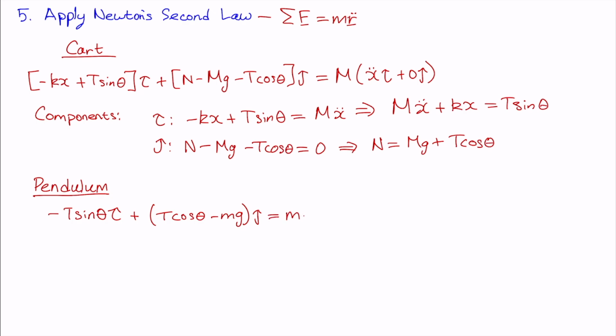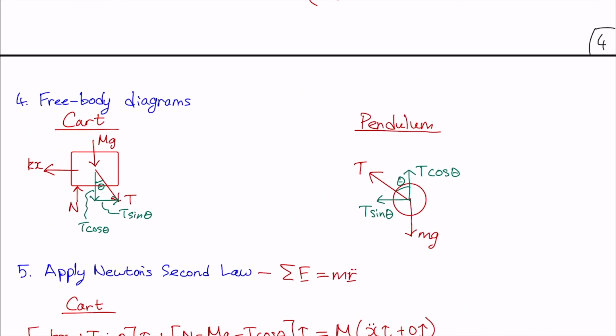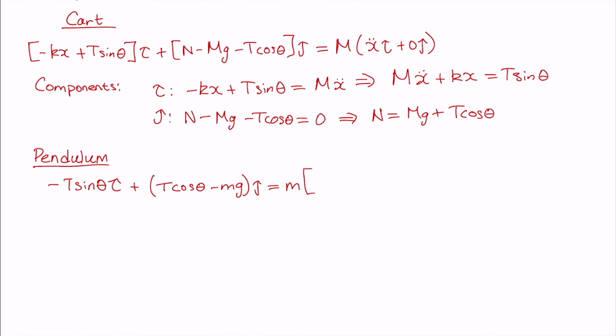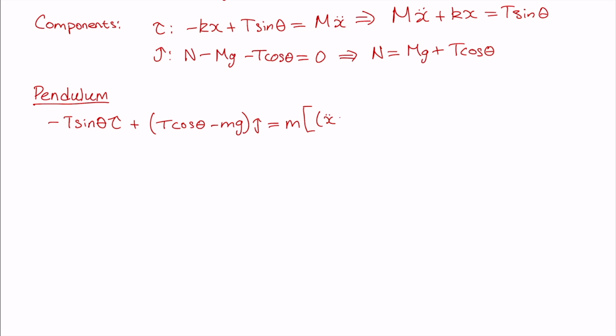And this is equal to little m times, and now we go back up and look at our acceleration vector. You see that we have quite a large acceleration vector, and we need to incorporate all of those components. This is why the kinematics is so important and essential, and why you should spend a lot of your time starting off with it, because it's much more involved than dealing with the forces generally. So we get the quantity x double dot plus L theta double dot cosine theta minus L theta dot squared sine theta, all in the i direction.